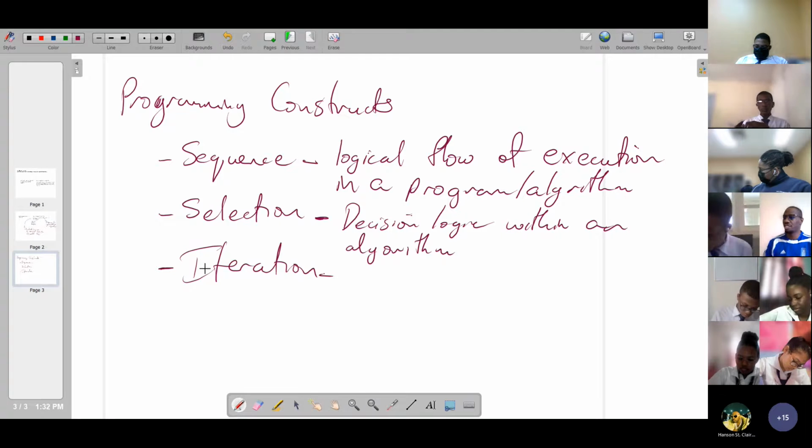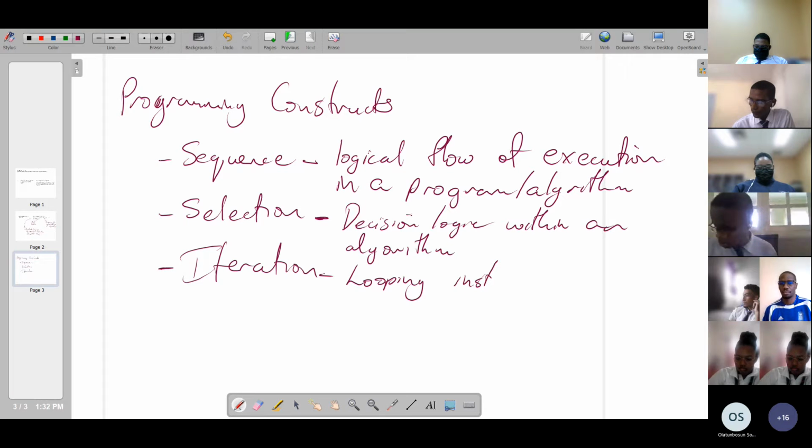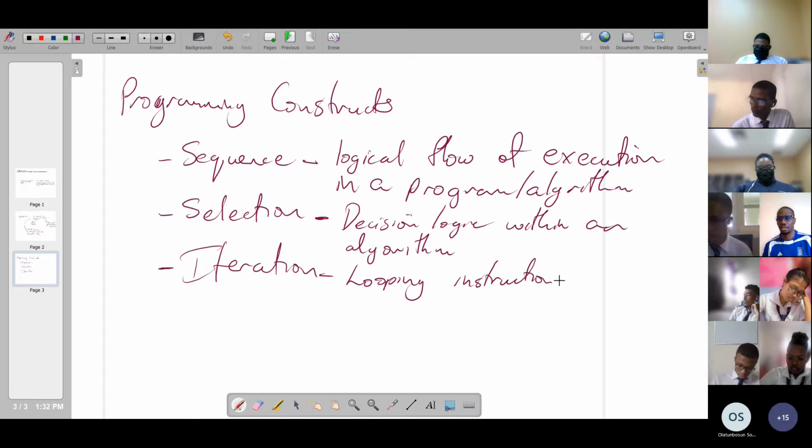And then iteration is basically repetition, or for those of you like me who cannot spell the word repetition on camera without embarrassing himself, looping. Looping instructions within an algorithm.